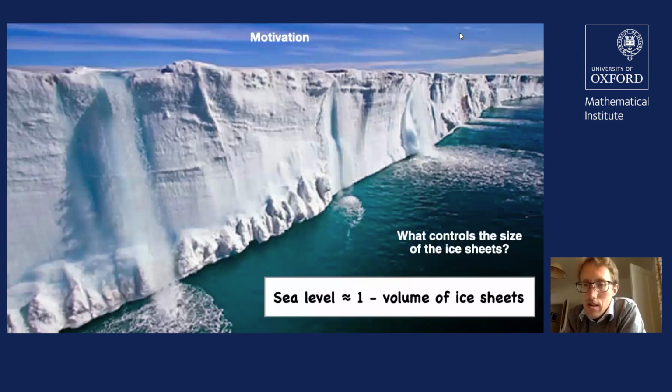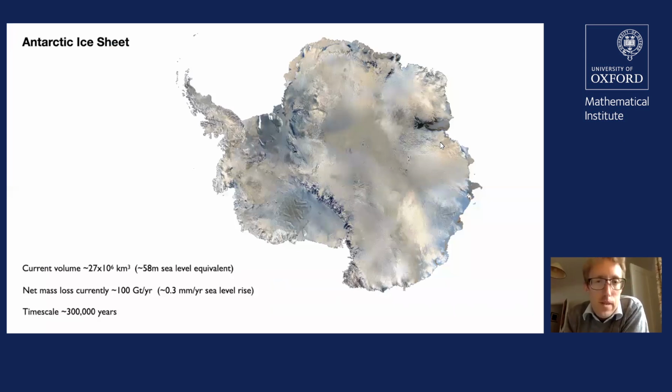And the basic question that we're interested in is what controls the size of the ice sheets? Why are they the size that they are at the moment? And what controls how fast they will change size? This is a satellite image of the Antarctic ice sheet, which has, as you can see there, 27 million cubic kilometers of ice. If you melted all that and spread it out over the whole of the ocean, that would be equivalent to almost 60 meters of rise in sea level.